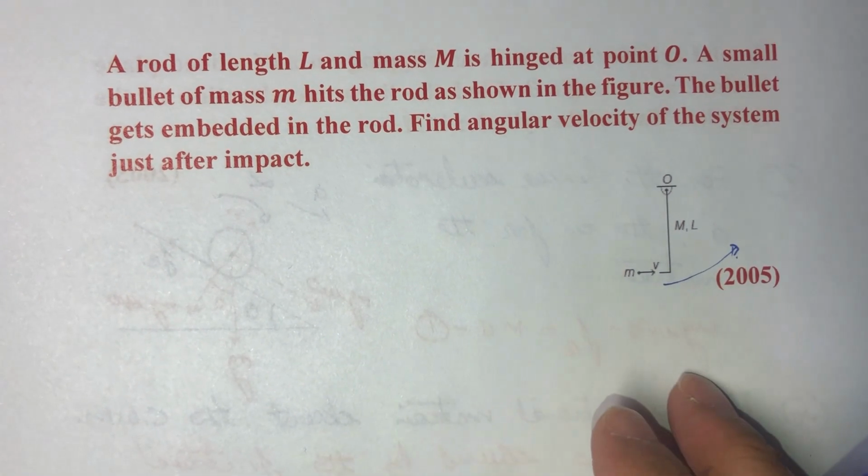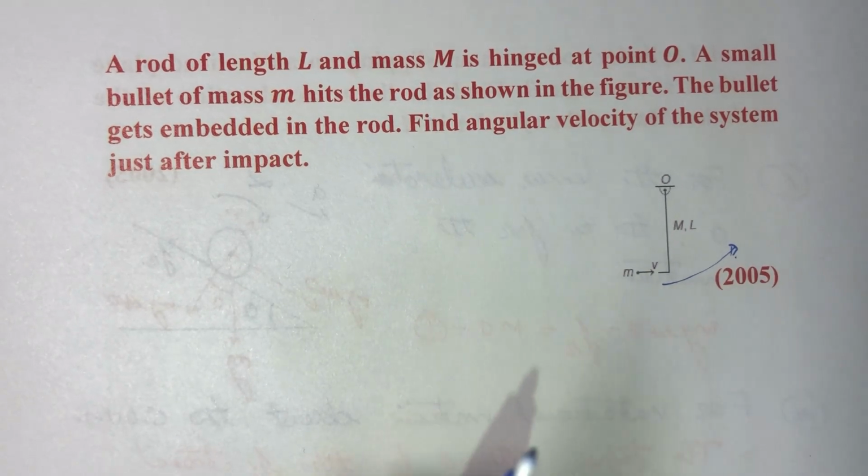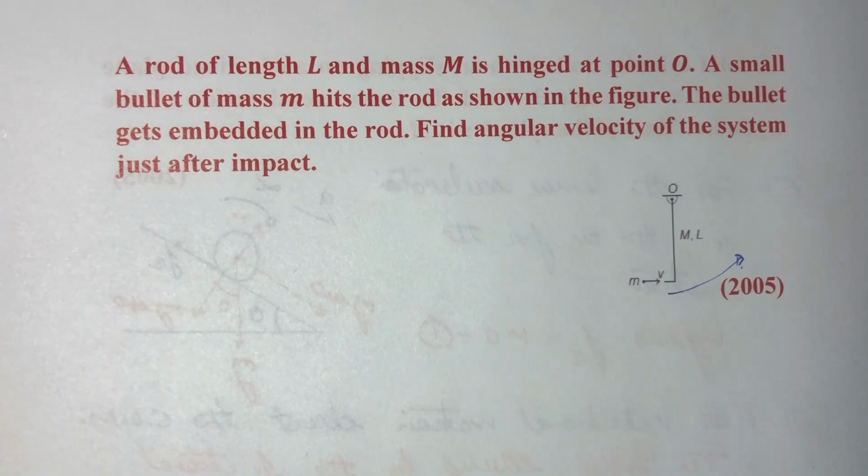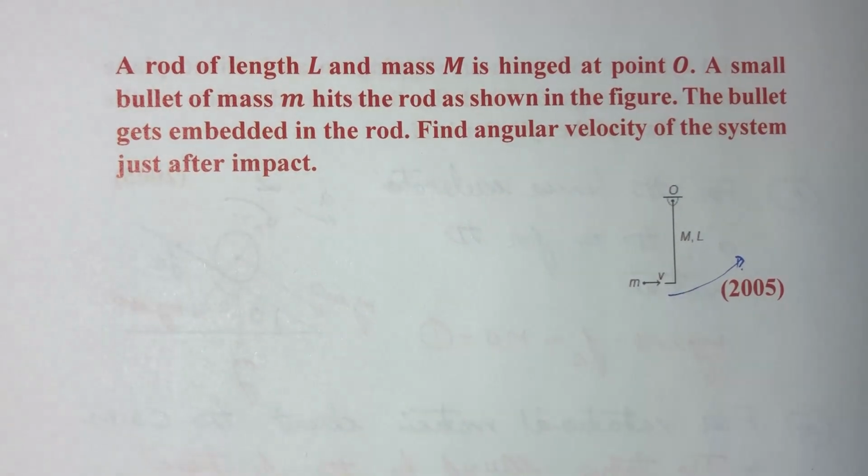So in this case we are going to use the conservation of angular momentum. Initial angular momentum will be equal to final angular momentum. Okay, so let us first of all find out the initial angular momentum.